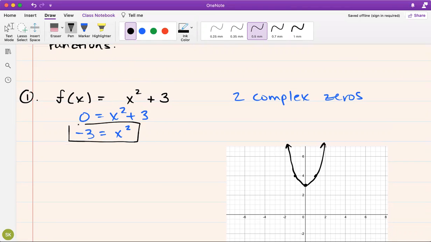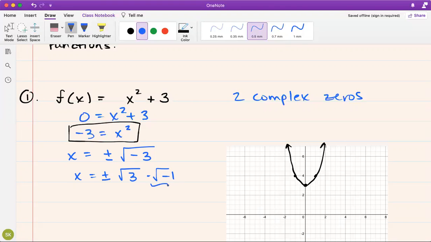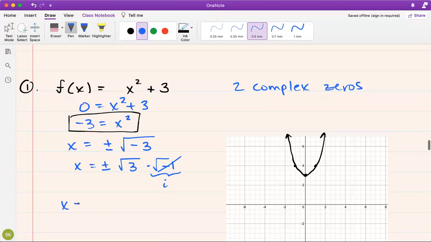We've got x squared is equal to negative 3, so we take the square root of both sides. Okay, let's do that. That gives us x is equal to, remember when you take a square root, you always get a positive and a negative. Square root negative 3. All right, this square root breaks into the square root of 3 times the square root of negative 1. Whenever you have the square root of negative 1, you're going to cross that out and make it an i. So x is equal to plus or minus the square root of 3i.